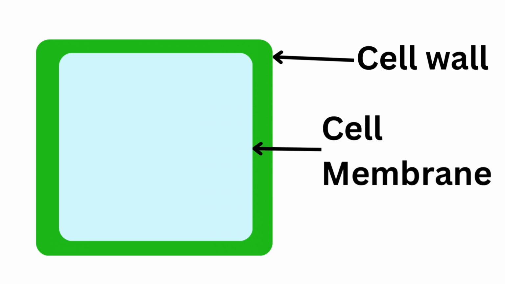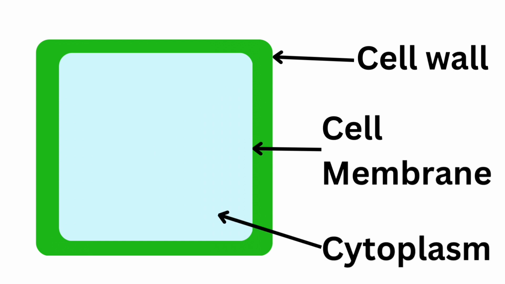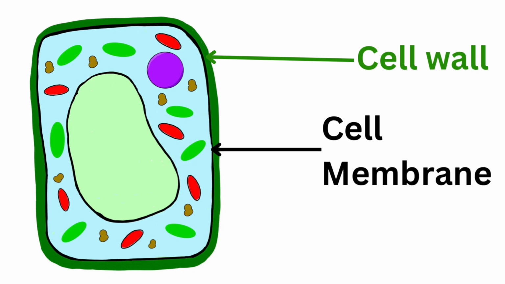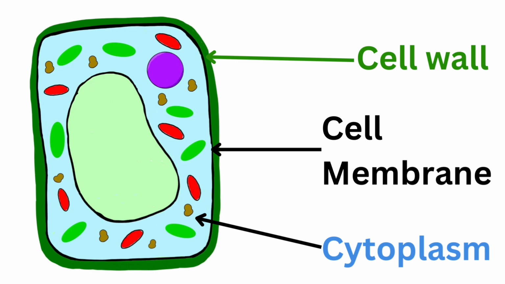Here I've drawn the cell inside the cell wall. So you can see where the cell membrane is, and you can see that the cytoplasm is inside the cell membrane. In reality, a plant cell actually looks a little bit more complicated. It looks like this, but hopefully you can still see the cell wall, you can still see the cell membrane, and you can still see the cytoplasm.